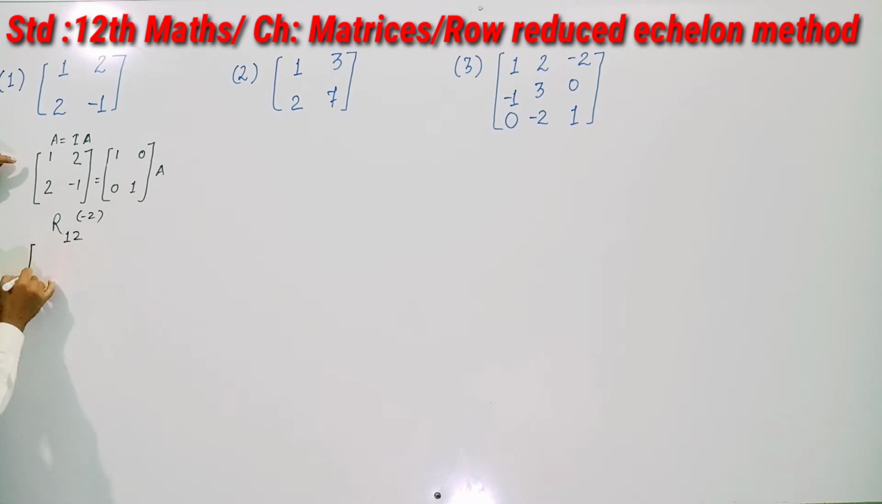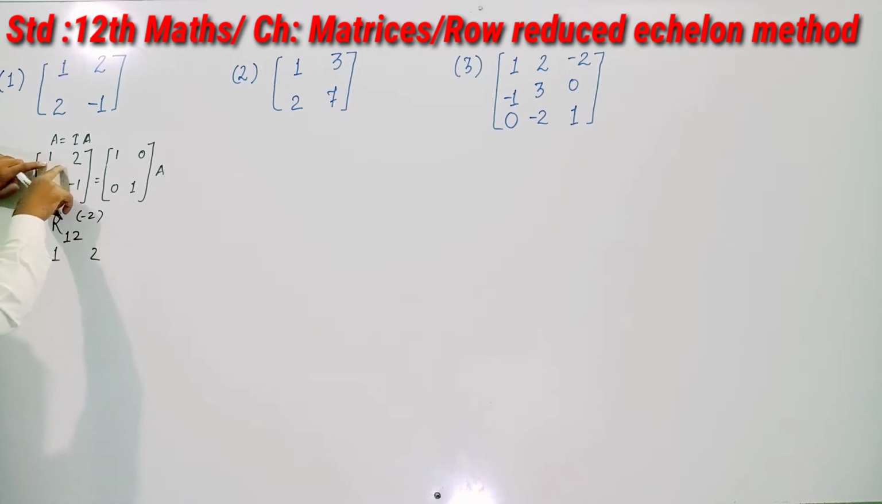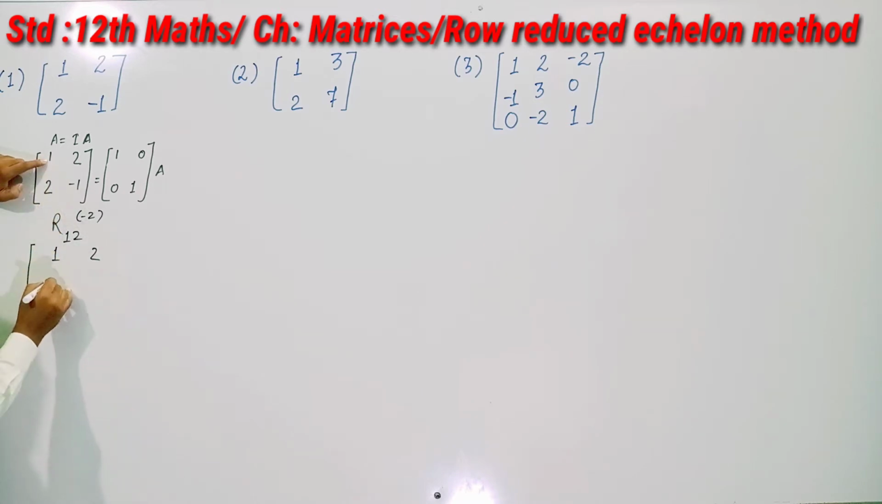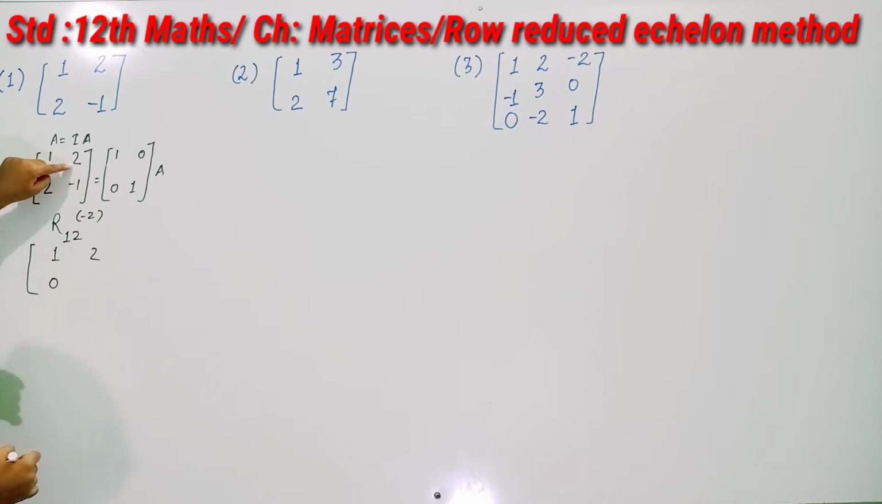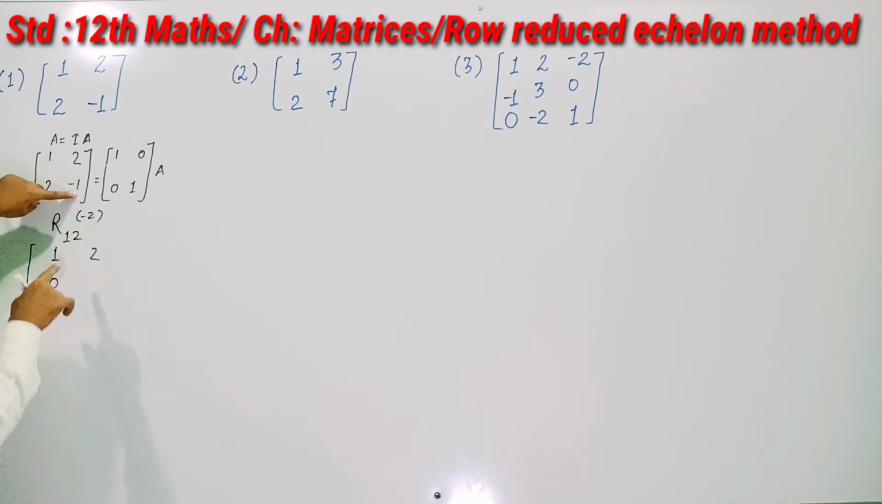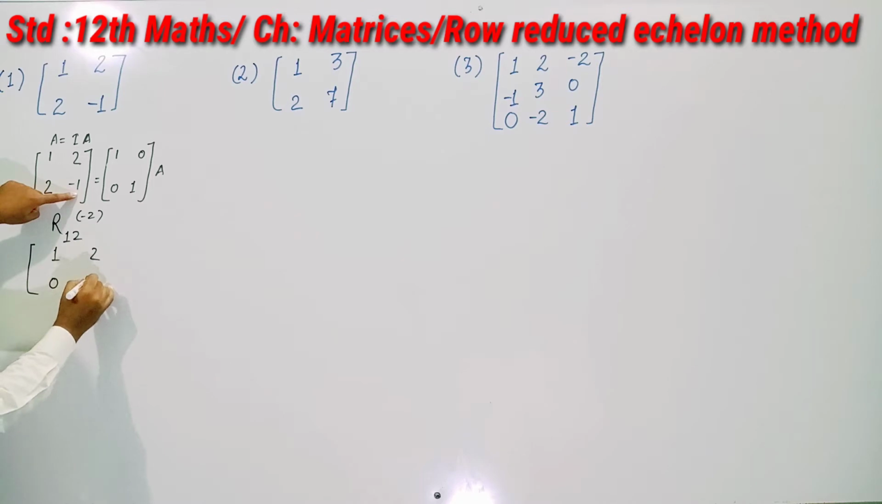So finally what are we getting? We don't need to change these elements, so we will write 1 and 2. Now R1 is multiplied by minus 2. This is minus 2 and it is added to 2, so we get 0. If we multiply by minus 2 we get minus 4, and it is added to R2, so we get minus 5.